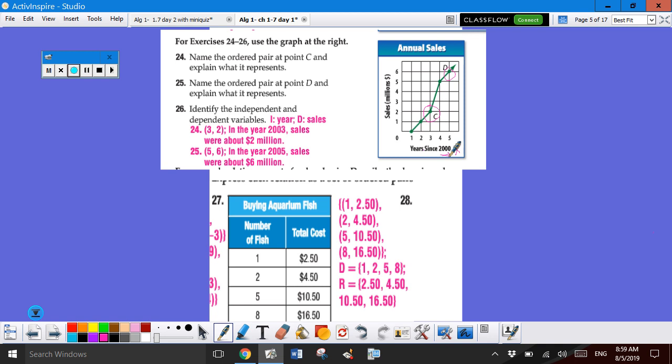If I look at 27, all I needed to do there was use my X and my Y and develop my ordered pairs. And again, my domain is my X's, my range is my Y's. Remember that they have to be in order.